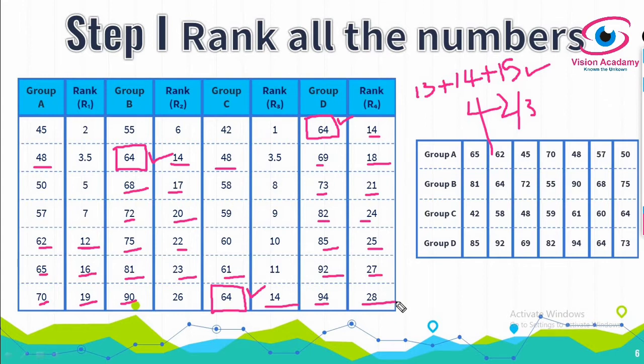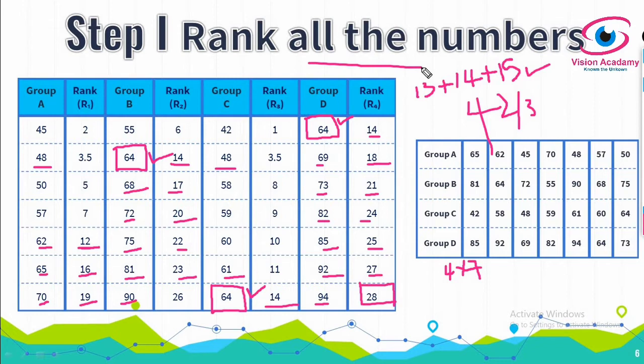94 is the 28th rank, and the number of samples in this tabulation is, as I told you already, 4 into 7. We have 4 groups, and in each group we have 7 observations. Totally we have 28 samples in this matrix, so we have given 28 ranks. This is how we have ranked all the numbers.